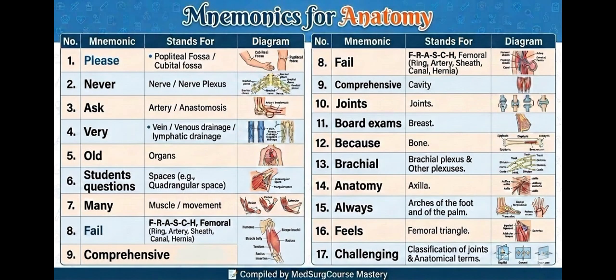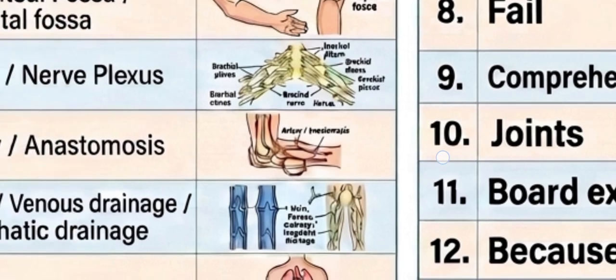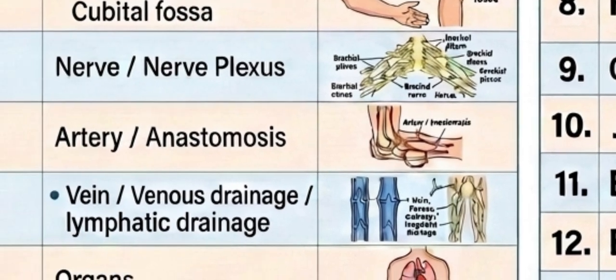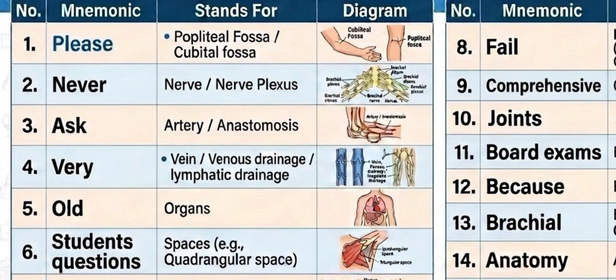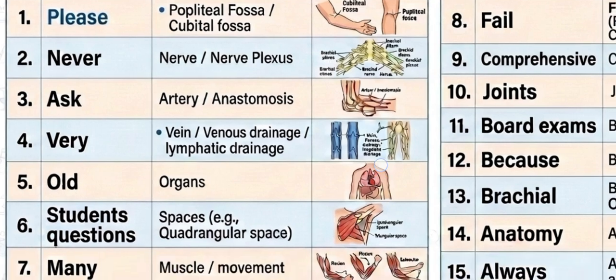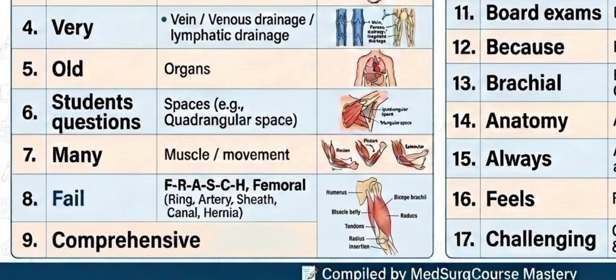Mnemonic once again. Please never ask very old student questions. Many fail comprehensive what? Joint board exams. Why? Because brachial anatomy always feels challenging. Please stands for what? Popliteal and cubital fossa. You can see the diagram. Never stands for what? Nerve or nerve plexus. You can see the diagram. AX stands for what? Anastomosis and artery. Very stands for what? Veins and venous drainage, as well as lymphatic drainage. O stands for organs. Student question stands for spaces, example quadrangular space.